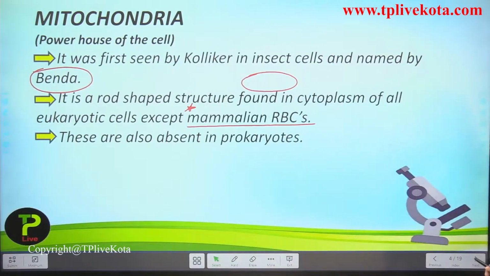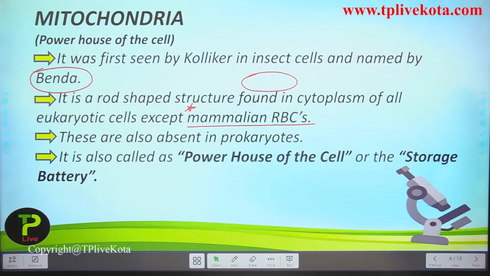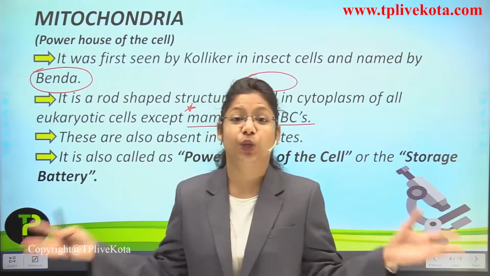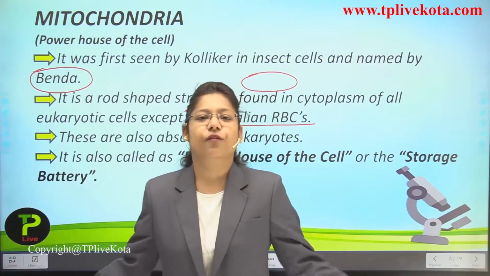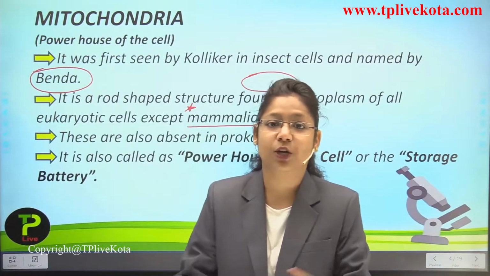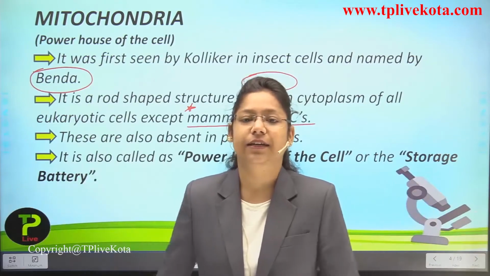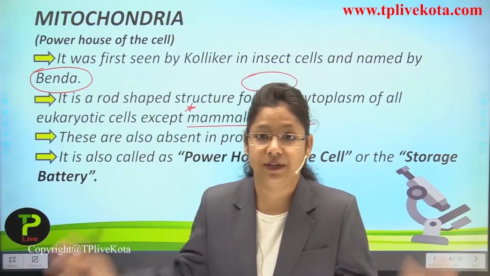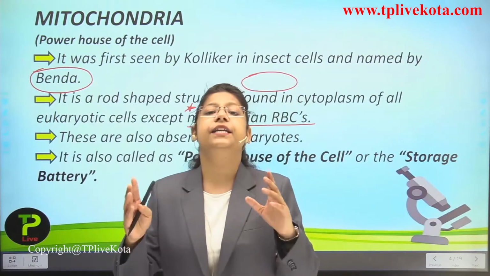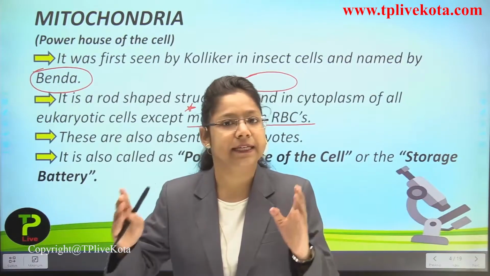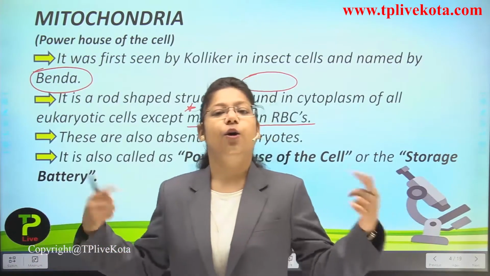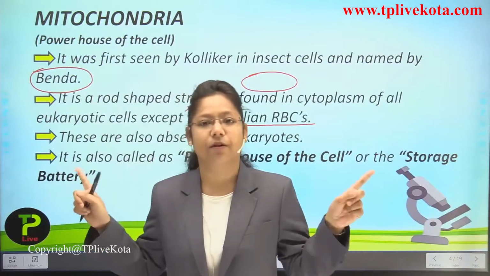Now, the next point about mitochondria is that it is known as the powerhouse of the cell, or the storage battery of the cell. Why is it known as the powerhouse of the cell? Because all the energy is synthesized inside the mitochondria in the form of adenosine triphosphate, ATP. So it is known as the storage battery of the cell, or the powerhouse of the cell.